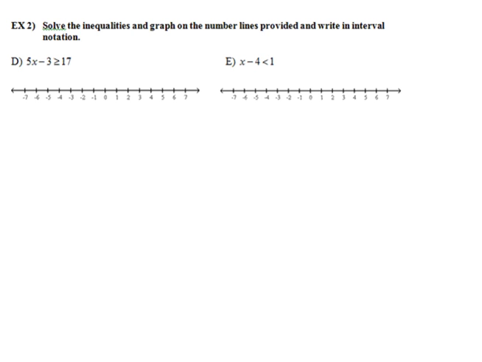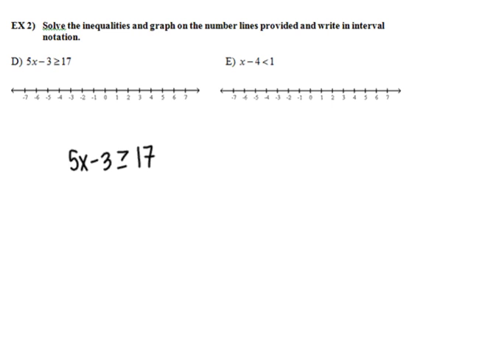For our second part of section 2.7, we're going to solve these inequalities. We're going to graph on the number lines provided and write our answer in interval notation. So here I'm asking you three parts. The first thing you see is the inequality 5x minus 3 is greater than or equal to 17.